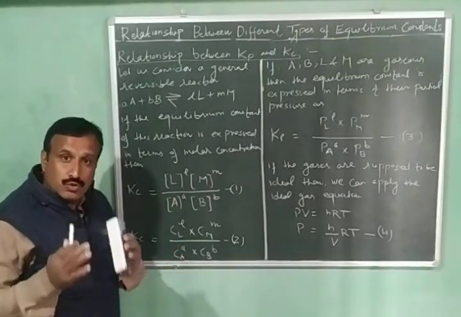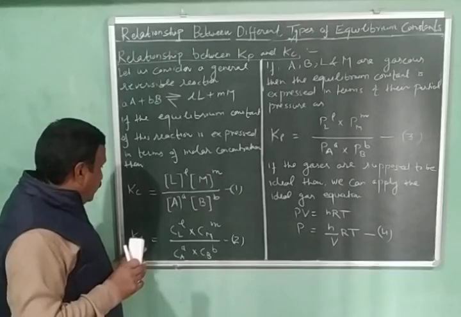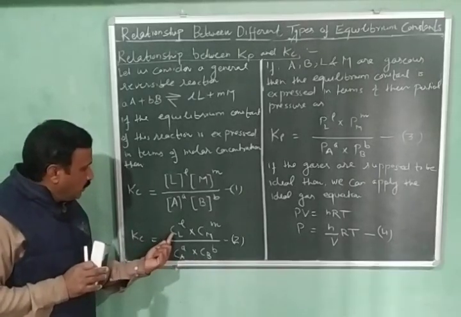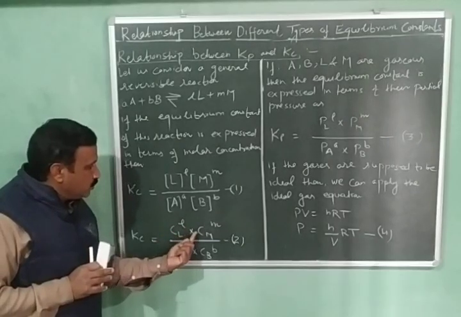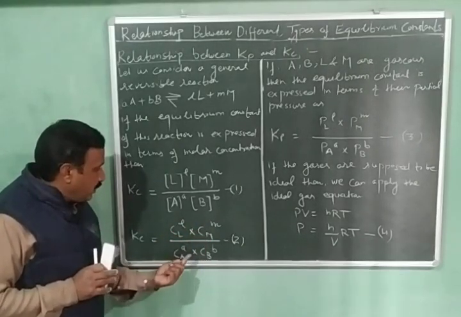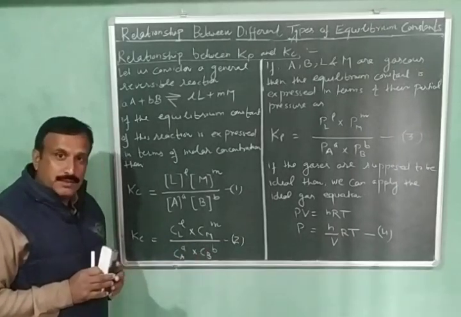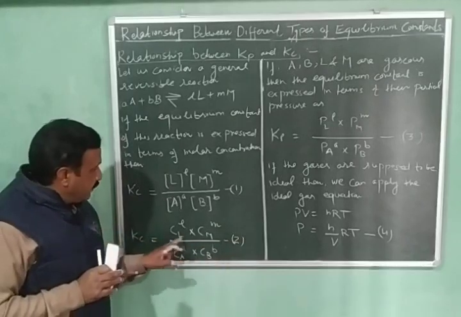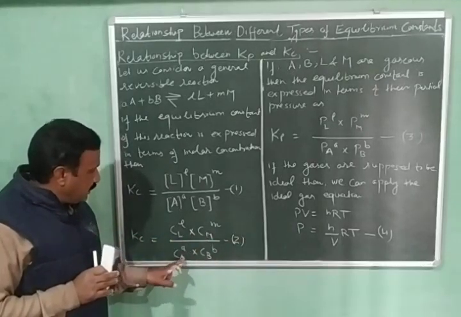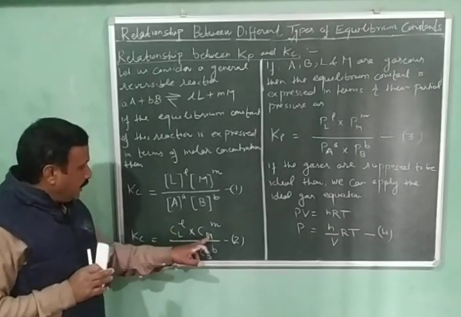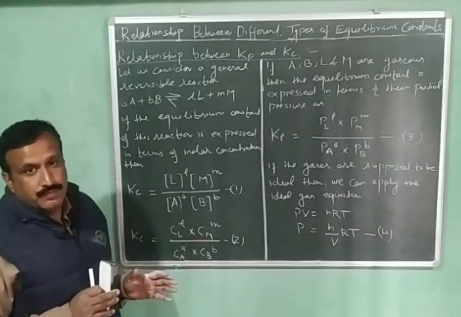I have also told you that this Kc can also be written like this: Kc is equal to Cl raised to power l into Cm raised to power m divided by Ca raised to power a into Cb raised to power b. I'll call this equation number 1 and this equation number 2, and here Cl, Cm, Ca, Cb are the molar concentrations of L, M, A and B respectively.